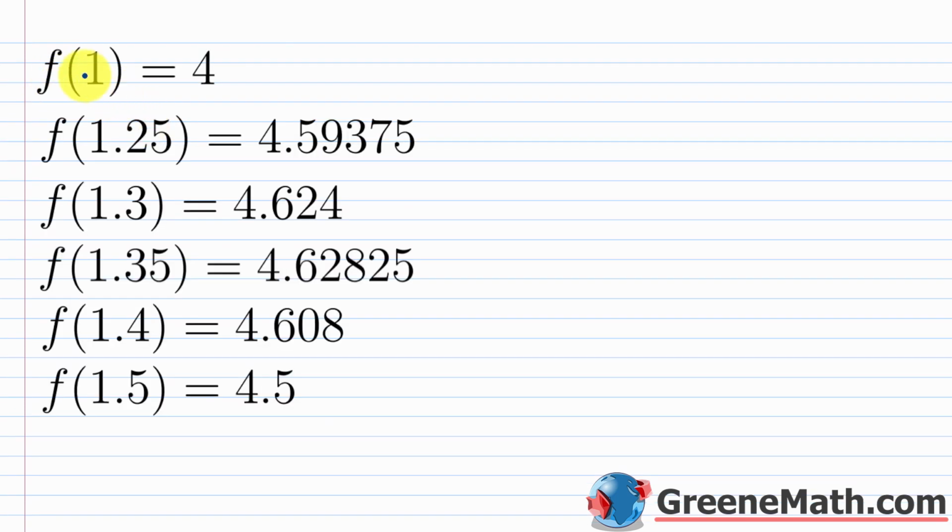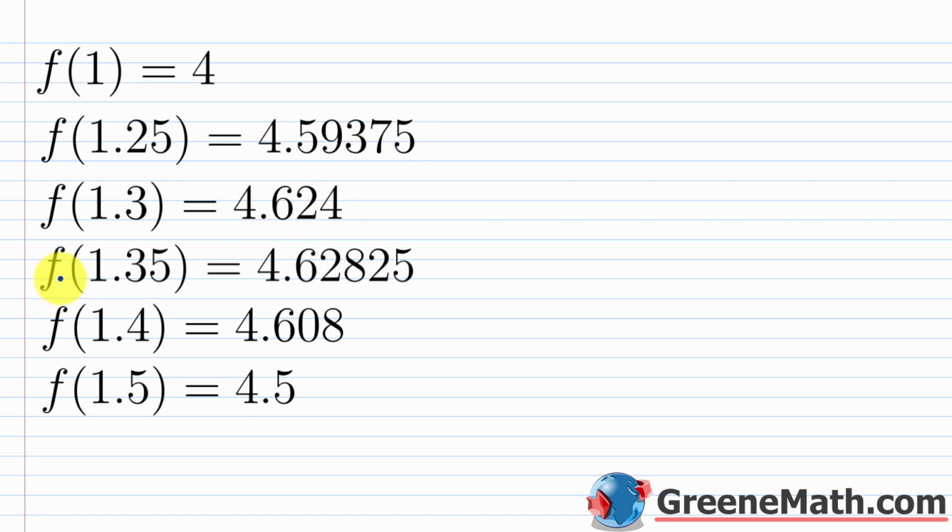So if you start with this f of 1 equals 4, now what I'm going to do is look at f of, and again, I'm just going to pick 1.25. You could do f of 1.1 or f of 1.05. It's just a matter of what you want to do. So f of 1.25, this is equal to 4.59375. So this y value is larger than this y value. So then I'm going to do that again. We have f of 1.3. This equals 4.624. So this y value is larger than this y value.